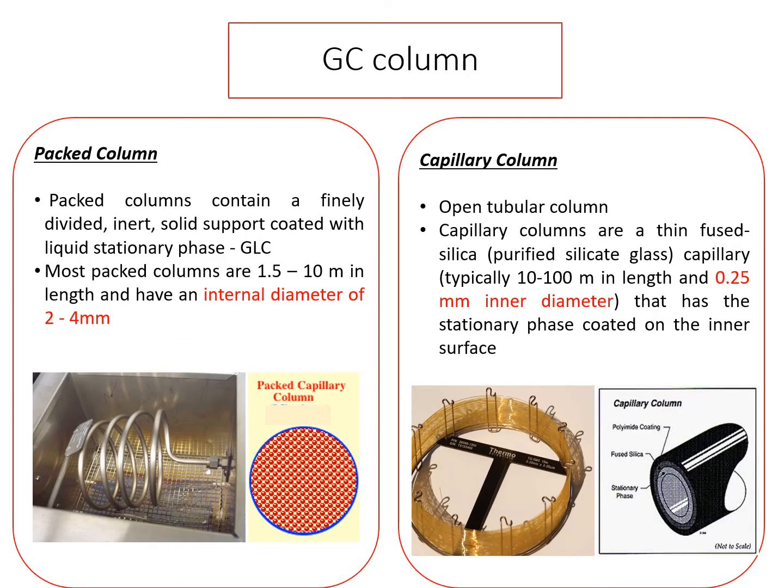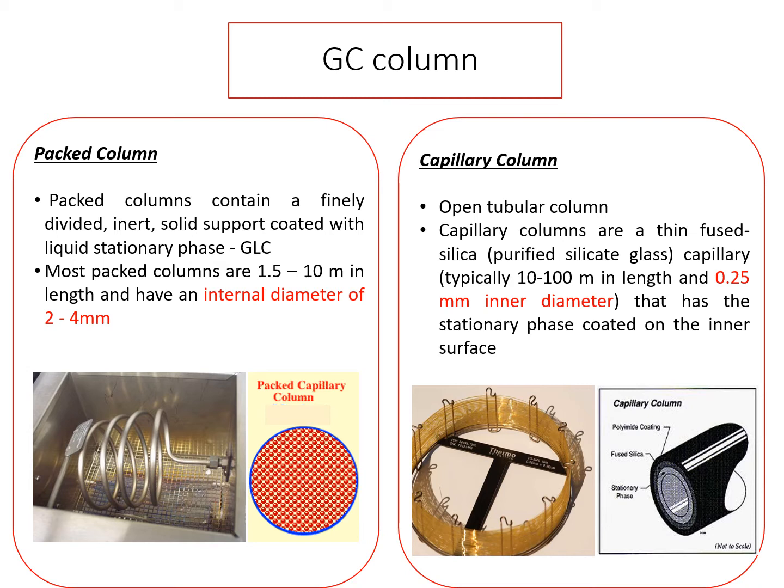So class, let's move on to the GC column: packed column and capillary column. The difference is that a packed column contains a finely divided inert solid support coated with a liquid stationary phase. Most packed columns are 1.5 to 10 meters in length and have an internal diameter of 2 to 4 millimeters. This is the cross section of the packed column.